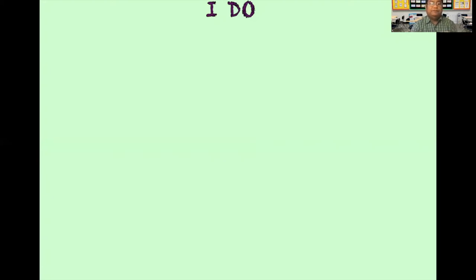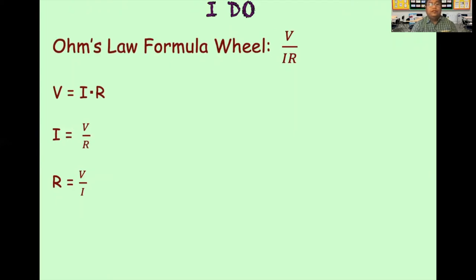Okay, let me do this first. Listen attentively, and I will demonstrate how to solve the current flow in a circuit. So we have here the Ohm's law formula wheel. V over IR. IR means I times R. So this means voltage over current times resistance. If the voltage is unknown, just multiply the given current and the given resistance. So that will be V or voltage equals I or current times R or resistance.